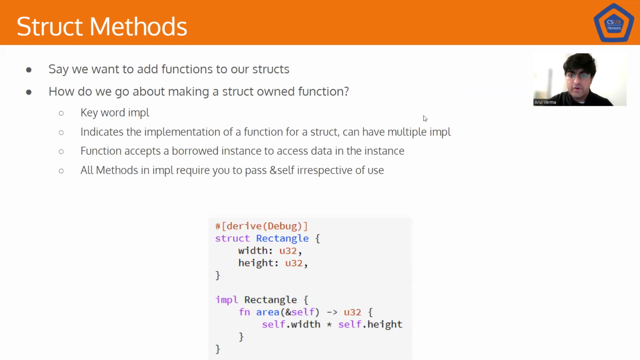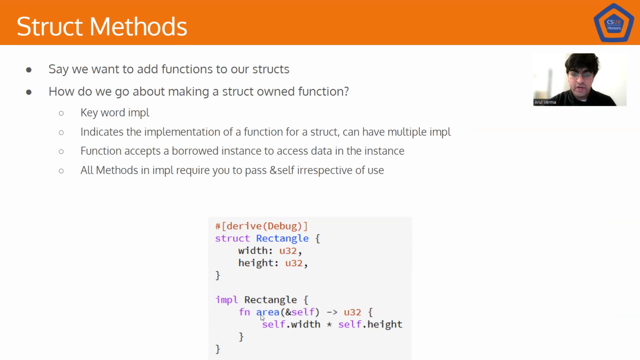Now let's talk about making our own functions for structs. We talked about this briefly earlier, but the keyword impl is how we go about making a struct-owned function. The impl keyword indicates the implementation of functions for a struct, and you can have multiple impls for your particular struct. We can see an example below. We have struct Rectangle, and we have impl Rectangle, indicating that all of the functions underneath are implemented specifically for Rectangle. And we have our function area.